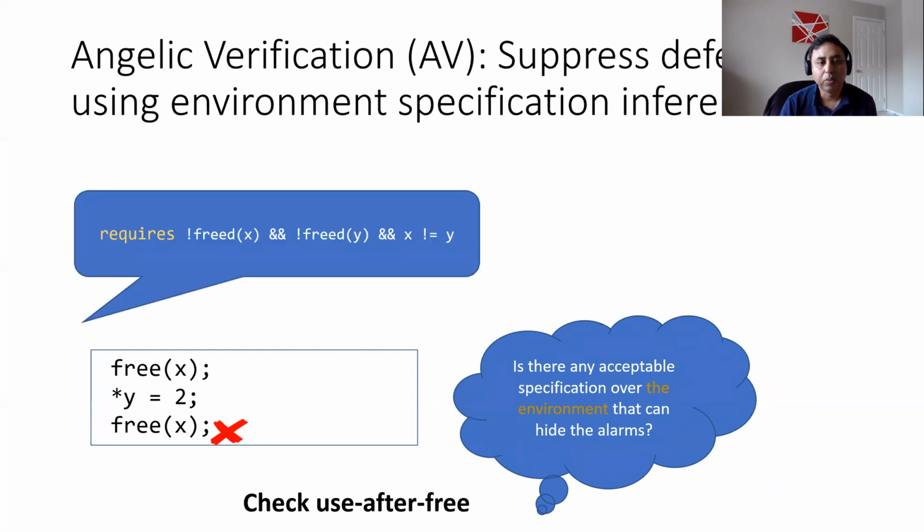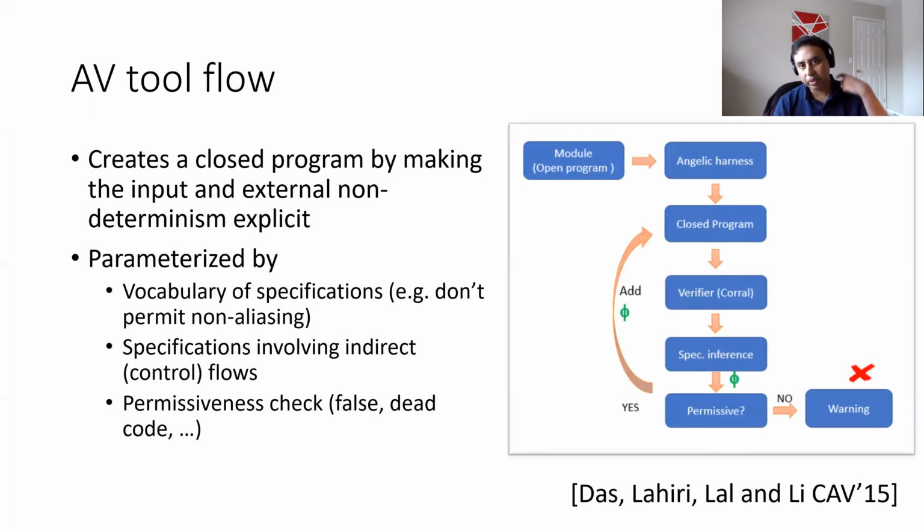In this case, you can come up with a specification that says X and Y were not freed and X is not aliased with Y. With that specification, you can remove the violation of the first two assertions, but you still retain the third one, which most likely looks like a bug according to the specification that we've written. So this helps prioritize high quality defects.